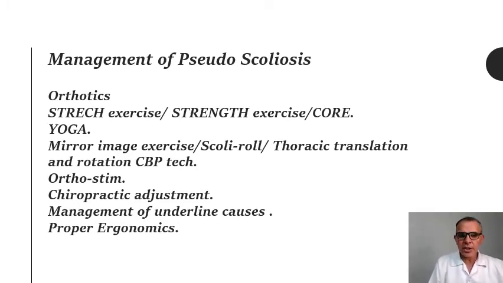Thoracic translation, rotation, using the CPP technique, and most of the chiropractic doctors will know what I'm talking about. And most chiropractic doctors also use what we call the Orthostim, which is an electric device that stimulates certain muscle groups and ligaments. Of course, chiropractic adjustment helps in that, and management definitely for underlying disease, like if the patient has a hernia, sciatica, or spondylolisthesis, applying the protocols in hernia treatment or sciatica treatment. Once we're done with this, the antalgia, where the cause of the pain comes from sciatica or herniation or whatever, will definitely help and resolve the pseudo scoliosis.